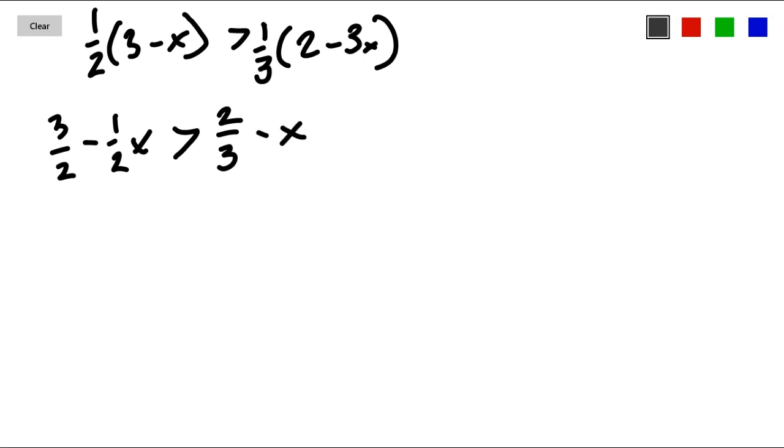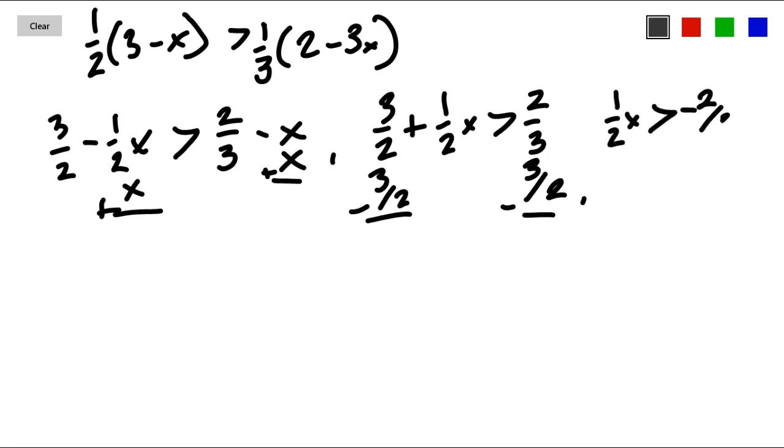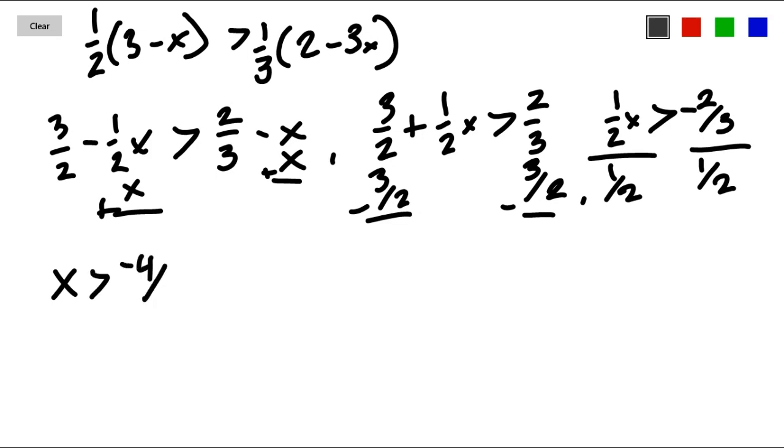And so what I'm going to do is add an x to either side because this avoids negative coefficients again. And so I have 3/2 plus 1/2 x is greater than 2/3. Next, I'm going to subtract 3/2 from either side. So I'm left with just 1/2 x is greater than negative 2/3. And then, of course, just divide by 1/2 on both sides to get your answer of x is greater than negative 4/3.